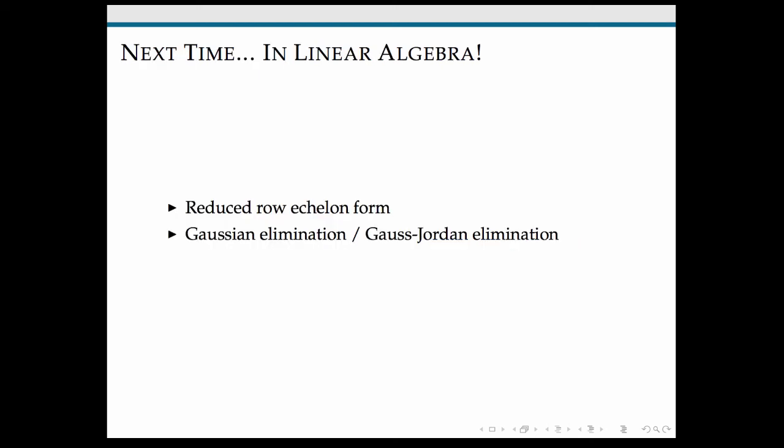Next time, we're going to look more generally at how we can apply this to test whether or not a vector is in the span without explicitly solving for the coefficients. So we'll look at both row echelon form and reduced row echelon form, and talk a little more about the stages that go into Gauss-Jordan elimination to give us this reduced form of a matrix.